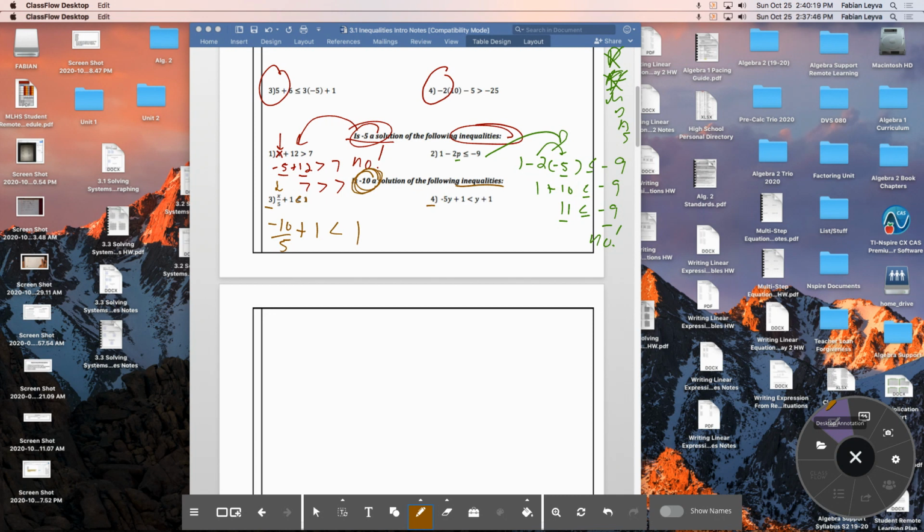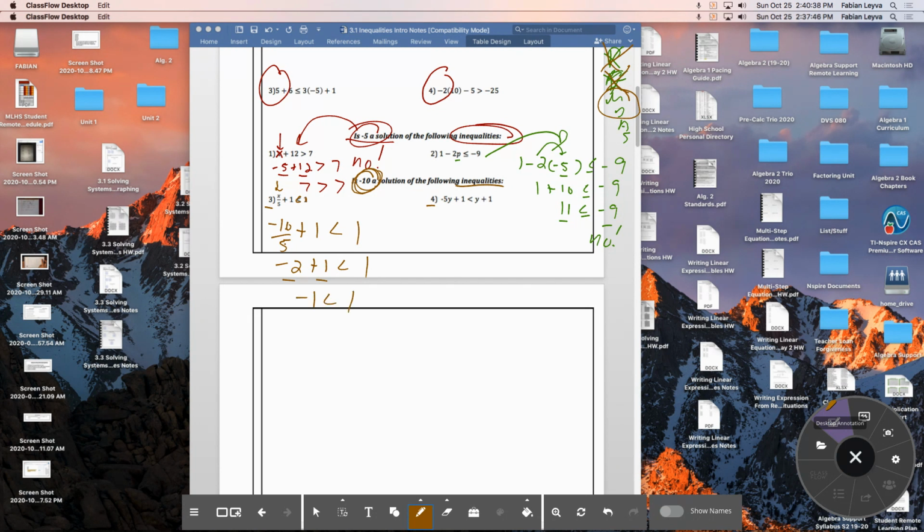Now remember PEMDAS. Is there any work to be done inside parentheses? No. Any exponents? How about multiplication or division? Now there is division, because negative 10 divided by 5 is a negative 2, plus 1 is, check to see if it's less than 1. Now negative 2 plus 1 is a negative 1.